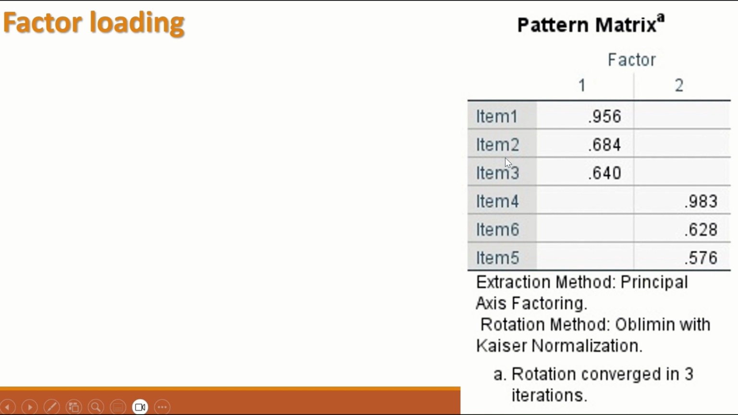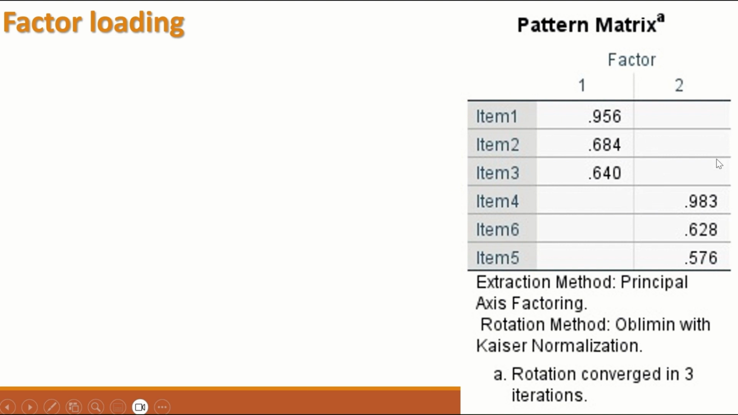Factor 1, there are 3 items that load into that factor, 3 items that measure that factor: item 1, item 2, and item 3. The factor loading value is 0.95 for the first one, 0.68 for the second, and 0.64 for the third item. So all these 3 items have a high factor loading score, and they all load together into that factor 1.